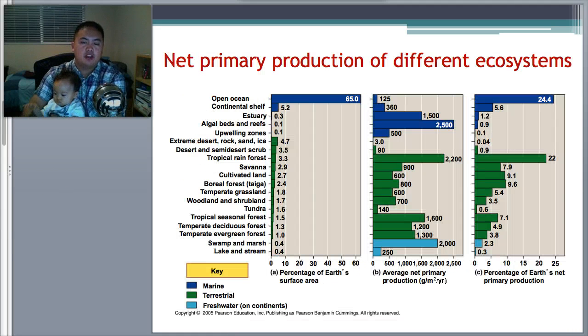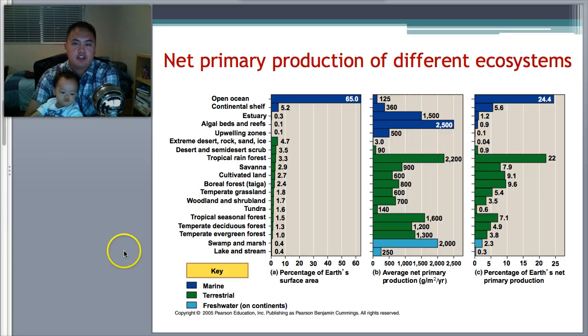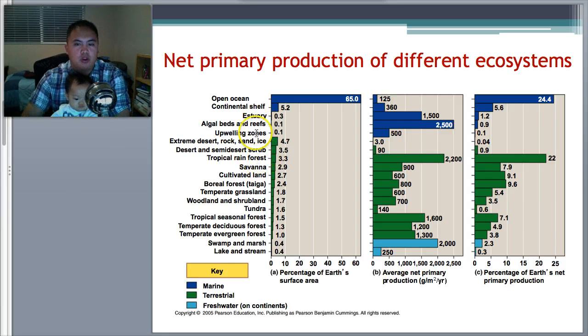So you may be wondering what the net primary production is across different ecosystems. I'll show you what's effective and what's not effective. As a percentage of the Earth's surface area, looking at this first table, in terms of the world's surface, what type of ecosystem is the whole world? 65% of it is open ocean.